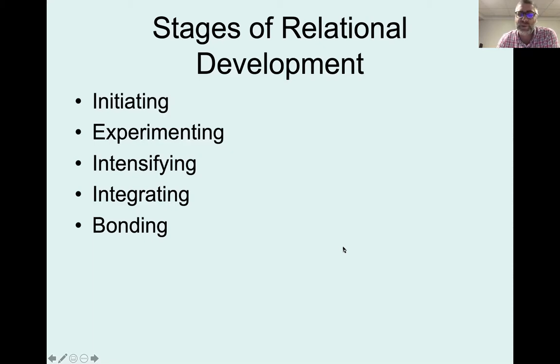There are five stages that we're going to be talking about. Knapp draws very heavily on Altman and Taylor's social penetration theory, the first theory we talked about in our relational development sequence. Many of the stages are defined by self-disclosive behavior and changes in it, though he comes down with a slightly different take than social penetration theory. We'll talk about each of these five in turn: initiating, experimenting, intensifying, integrating, and bonding.